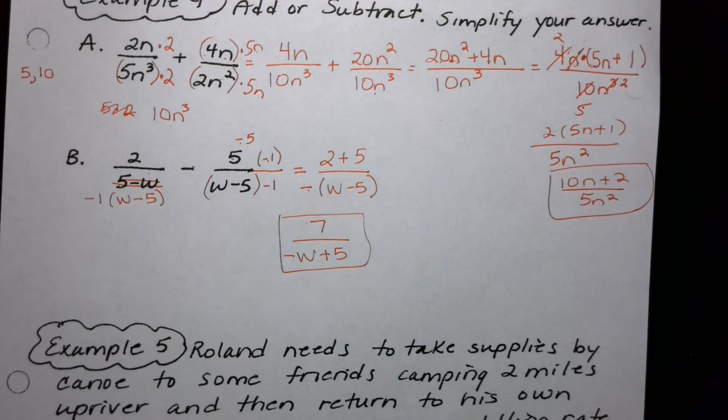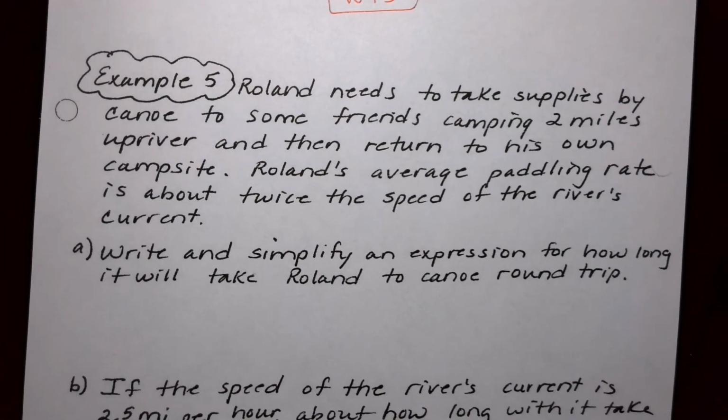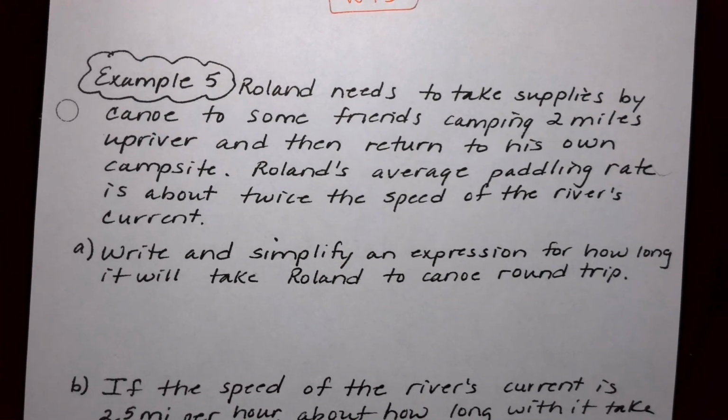All right, last one. Roland needs to take supplies by canoe to some friends camping 2 miles upriver and then return to his own campsite. Roland's average paddling rate is about twice the speed of the river's current. Write and simplify an expression for how long it will take Roland to canoe round trip. So pause your video and reread that again.